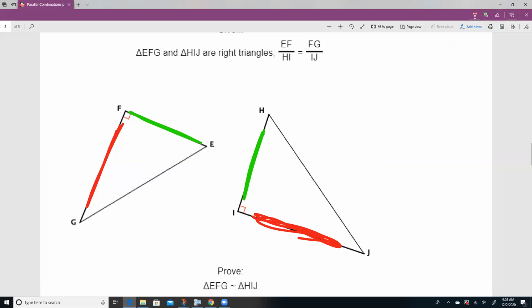Now, I don't know that my hypotenuses are similar, so I can't use hypotenuse leg, but I have two sides that are marked proportional, and I do know that I have a right angle here and a right angle here, so I might be able to use side angle side. Notice how I haven't actually used congruent tick marks. The reason is I don't know that those sides are congruent. I just know that those sides will correspond to each other in a proportion.